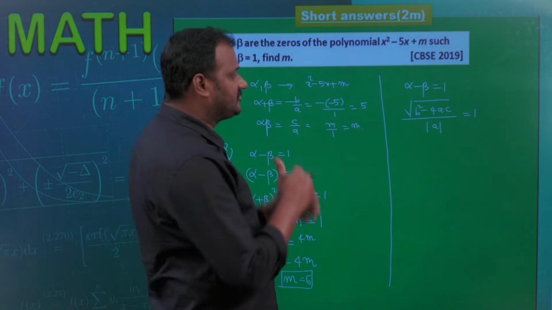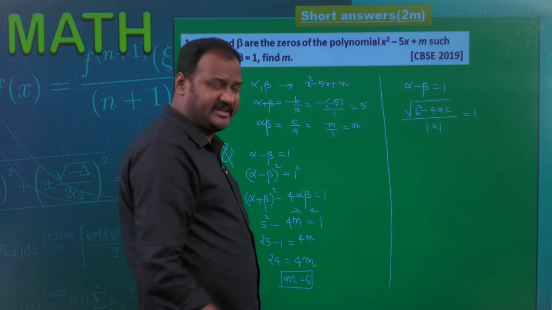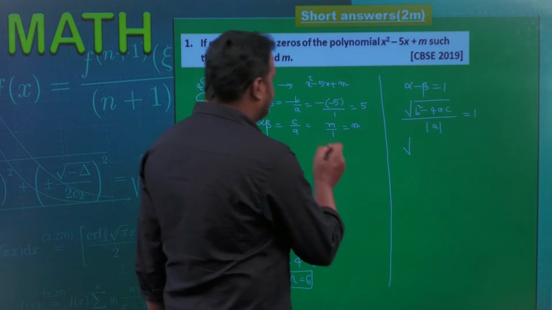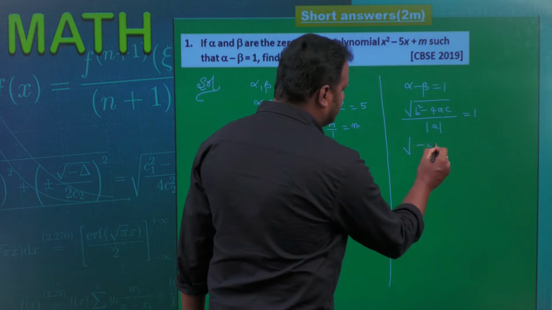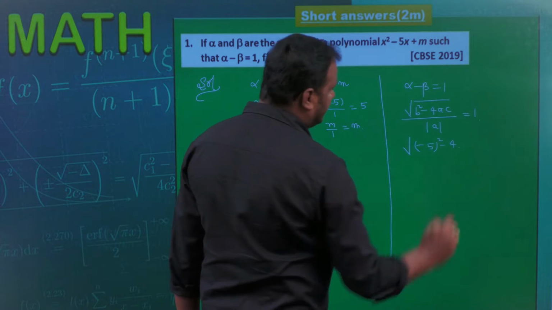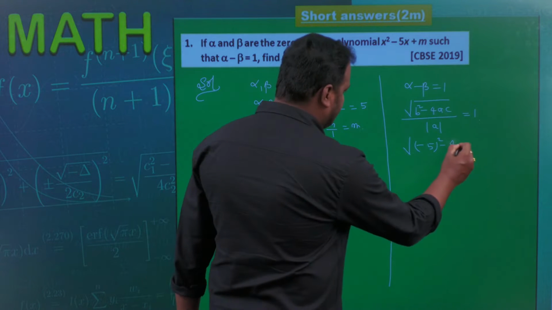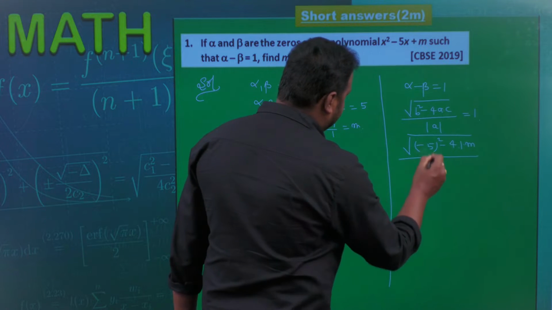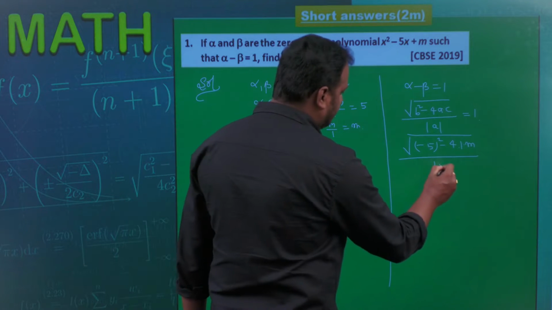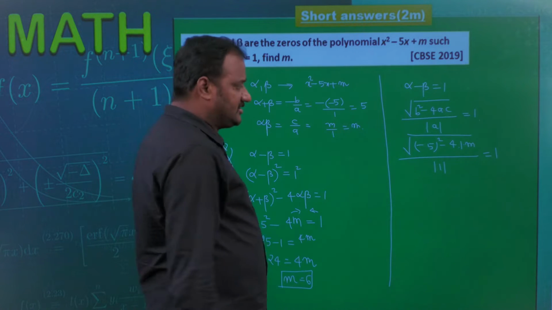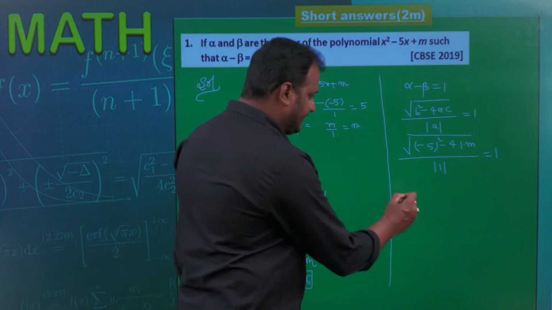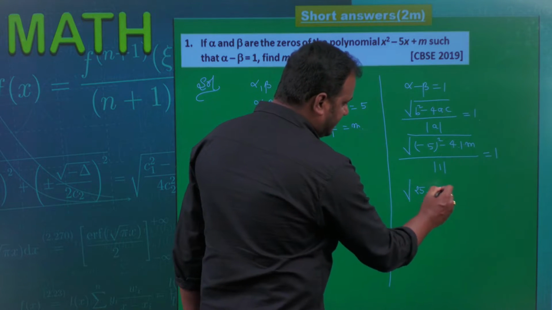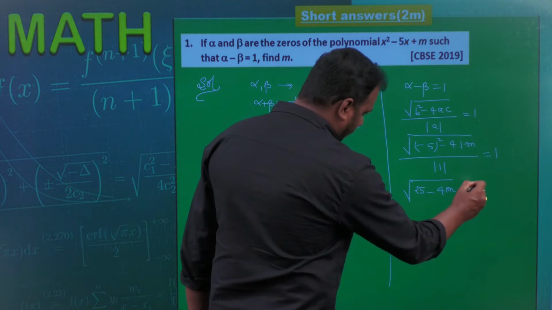Right? Now if you substitute the values here, you know what is a, what is b, what is c after comparing this with the standard form. Square root of b, which is minus 5, whole square minus 4 into a, the coefficient of x square, that is 1, and c, the constant, that is m, whole divided by modulus of a, which is 1, is equal to 1. Anyway, modulus of 1 is equal to 1, and this is square root of minus 5 whole square, which is 25, minus 4 into 1 into m, that is 4m, is equal to 1.